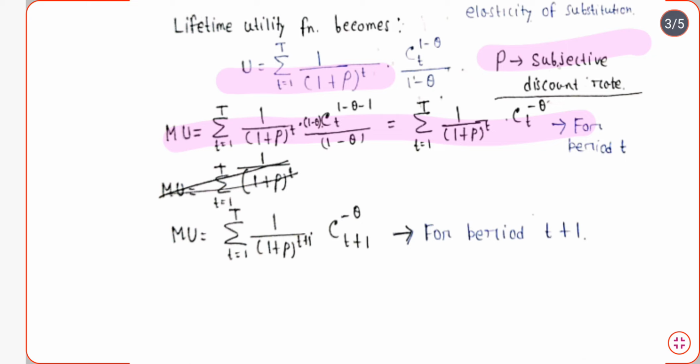So how will the marginal utility of the t plus 1 period look? It will look like 1 by (1 + rho)^(t+1) times c(t+1)^(-theta), where t is equal to 1 to capital T. This is our marginal utility for the period t plus 1.